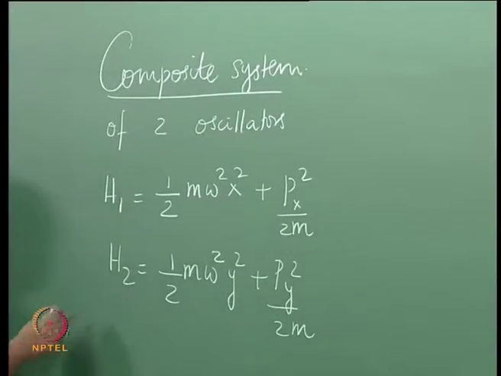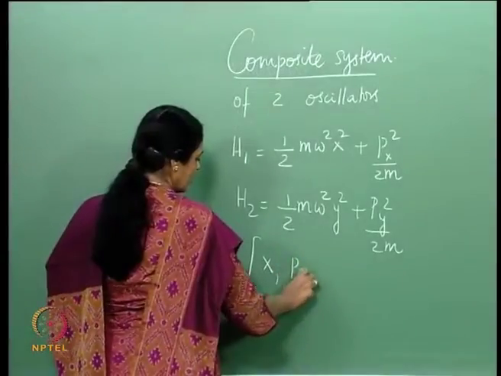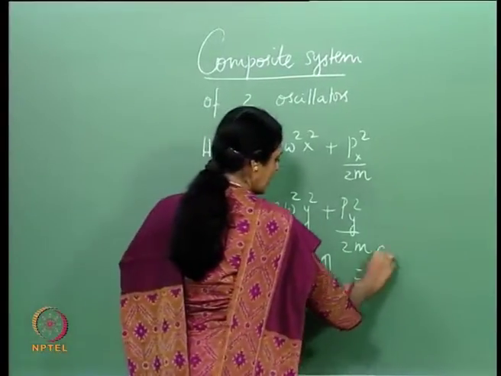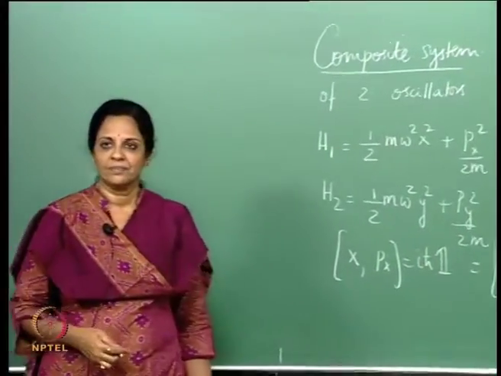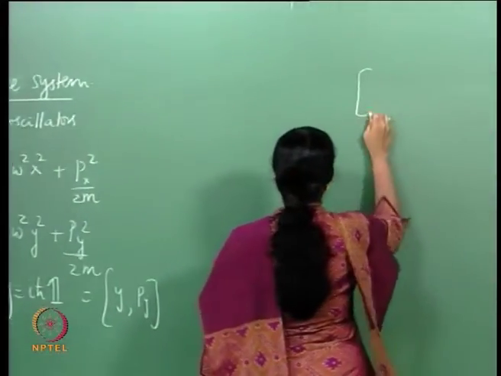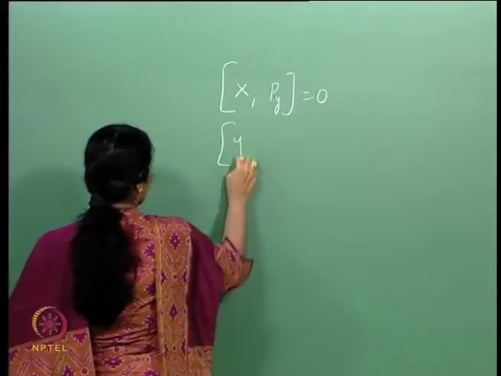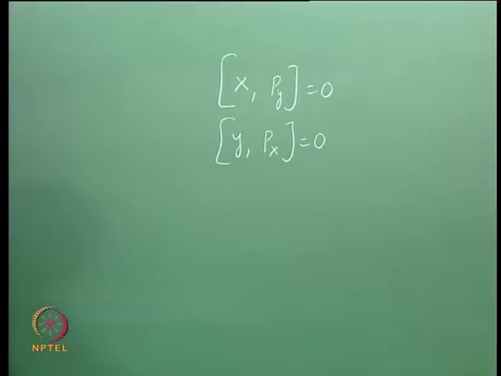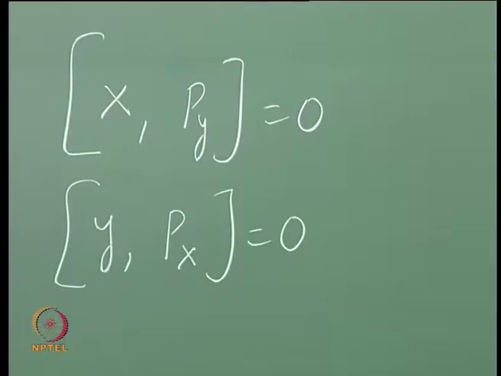So, these are the two independent Hamiltonians, and I have a situation with the commutator of x, p sub x being i h cross times identity, and that is the same as the commutator of y with p sub y. Since these are independent oscillators, the commutator of x with p sub y is 0, similarly the commutator of y with p sub x is 0. That is how I take care of the fact that these are absolutely independent of each other.